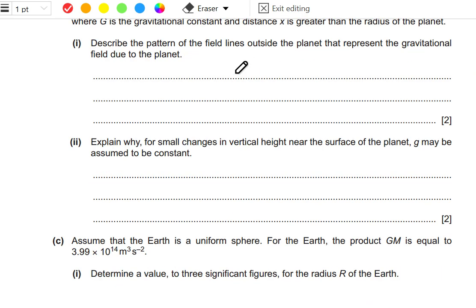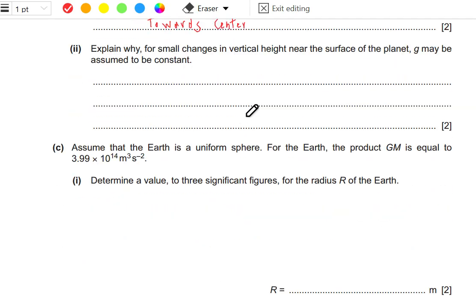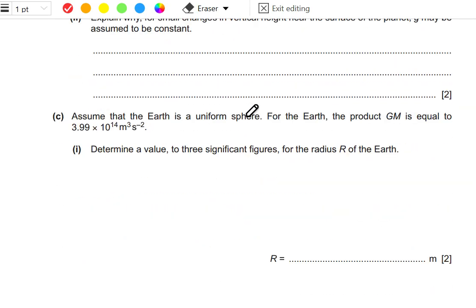Describe the pattern of the field lines outside the planet that represent the gravitational field due to the planet. Radial, towards the center of the planet.